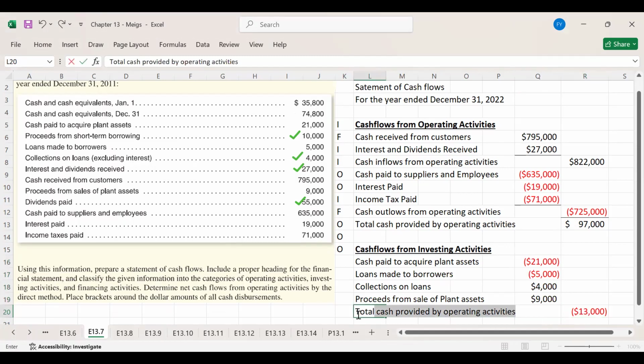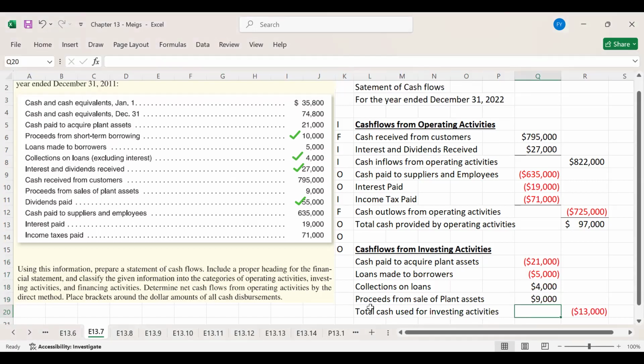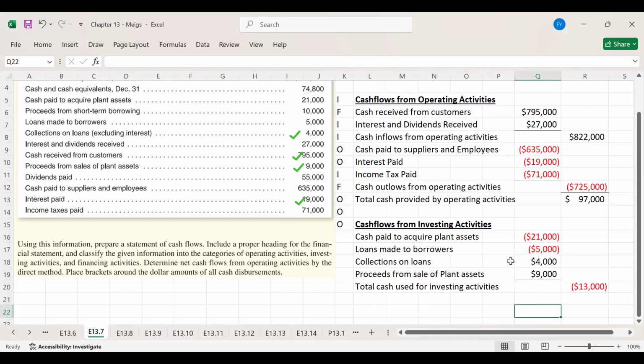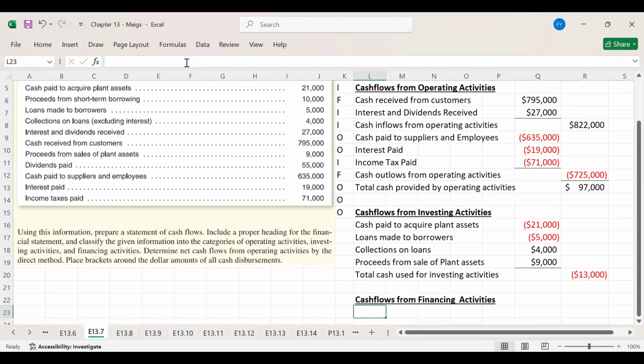So total cash used for investing activities, and here you can say the total cash used. The next classification, or the next type of activities, is financing activities. So we are preparing cash flows from financing activities.